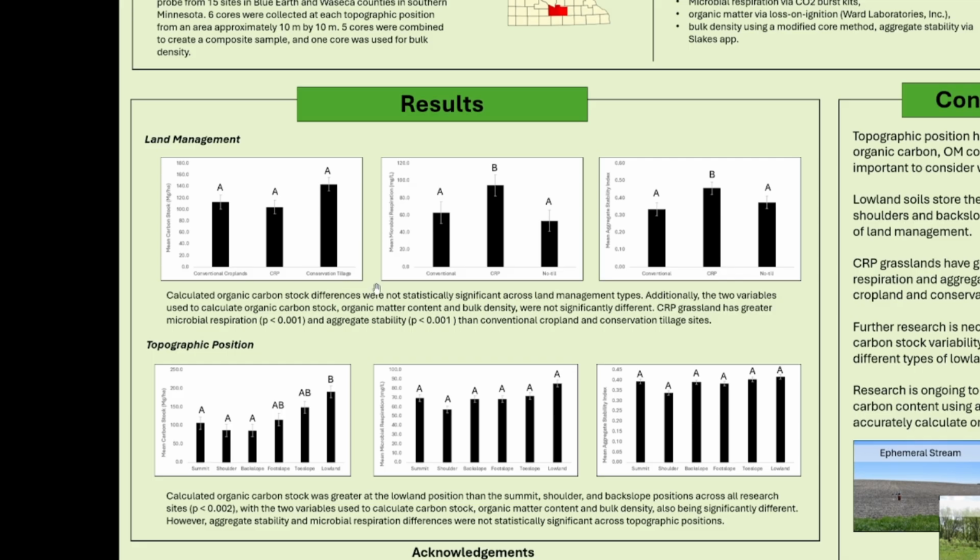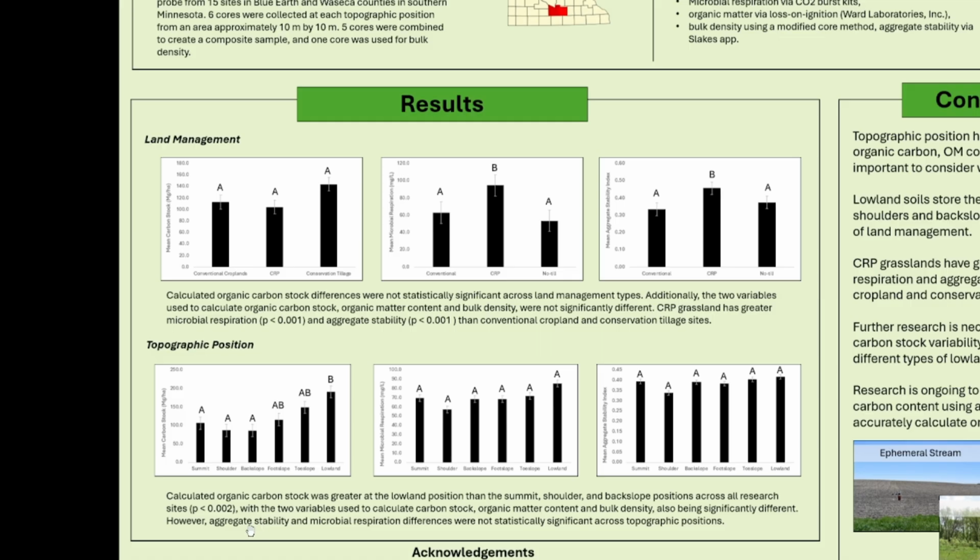Here we have mean microbial respiration. We see that CRP is greater than both conventional and no-till croplands. Here is the aggregate stability index. We see that CRP also has a greater mean aggregate stability index than conventional and no-till croplands.